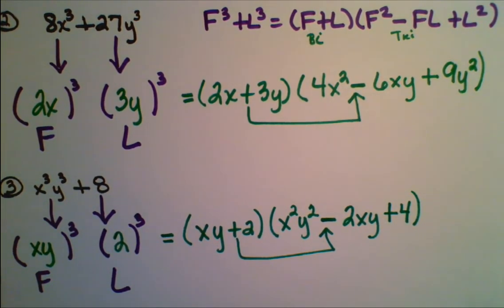And there we go. So our solution is xy plus 2. That's the binomial, the first factor. The second factor is x squared y squared minus 2xy plus 4.